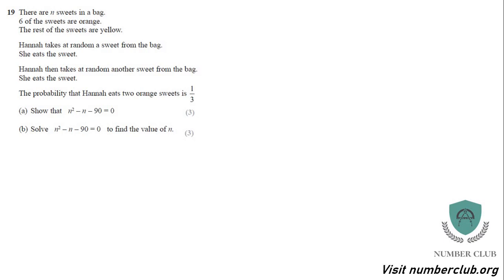Alright, so there are n sweets in the bag. 6 of the sweets are orange, the rest are yellow. So that means that for oranges and for yellows, we know that there would be 6 oranges, some amount of yellows that we don't know, but we do know that there were n sweets in the bag. Now we could work out the fraction for yellow. It's pretty easy, it's n minus 6 over n, but it doesn't actually end up being useful in this question.